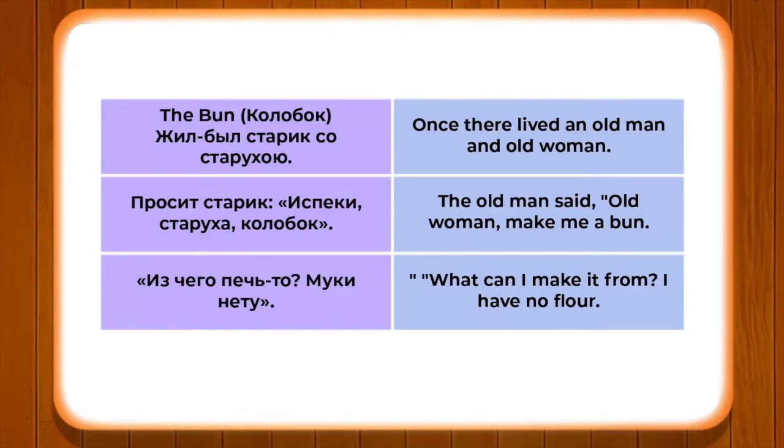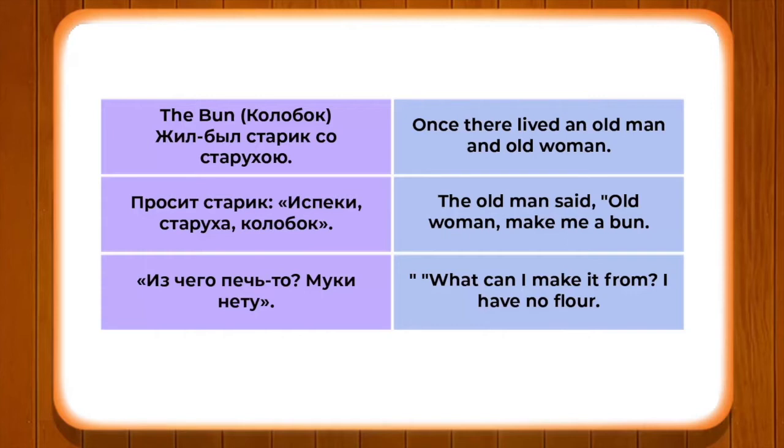Жил-был старик со старухой. Старухой is in the instrumental case. That means with the starik, with the old man, with the starucha, which is in the instrumental case, staruchoi, that means with the old woman. So once there lived an old man with an old woman.